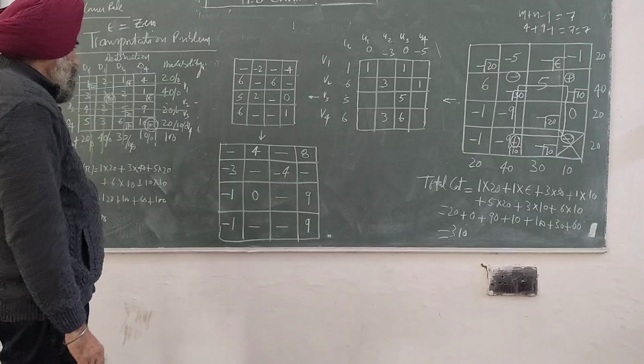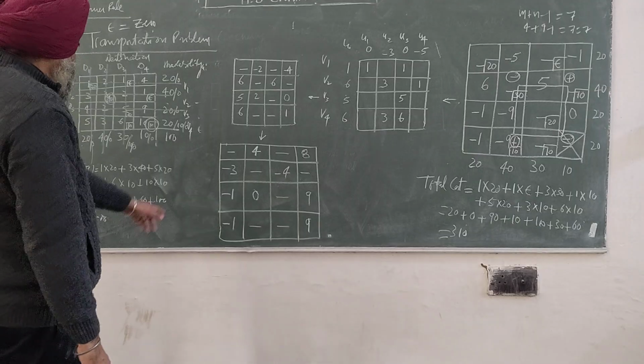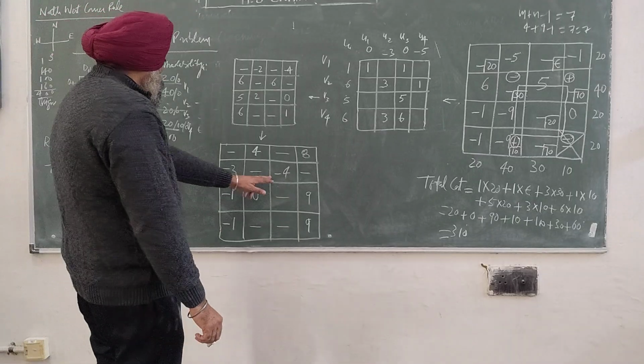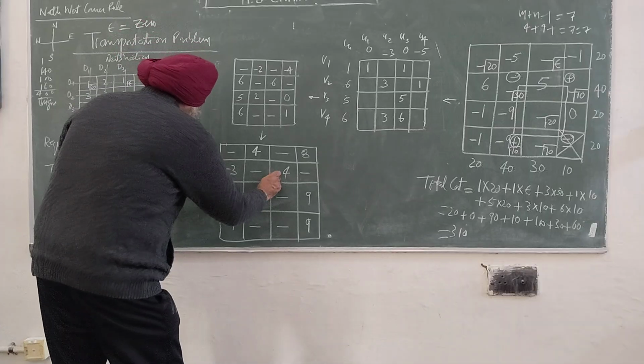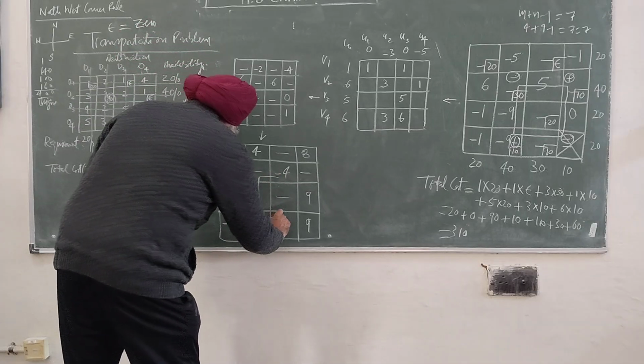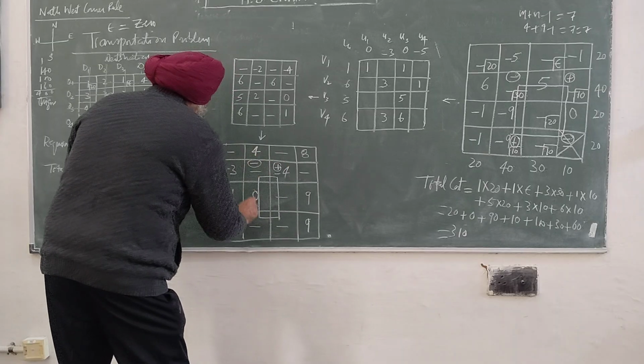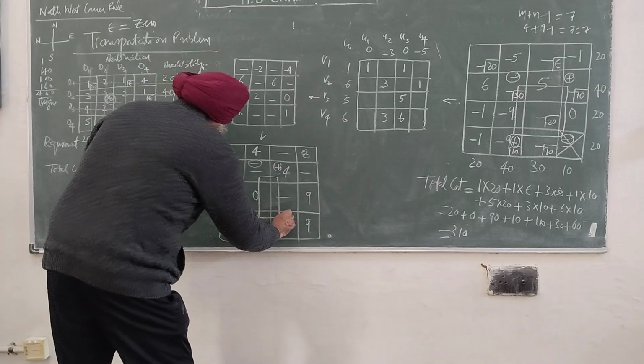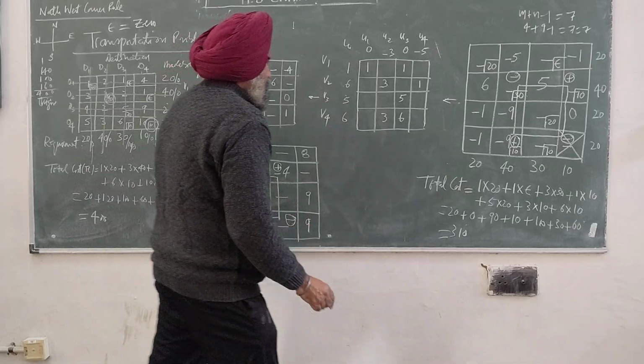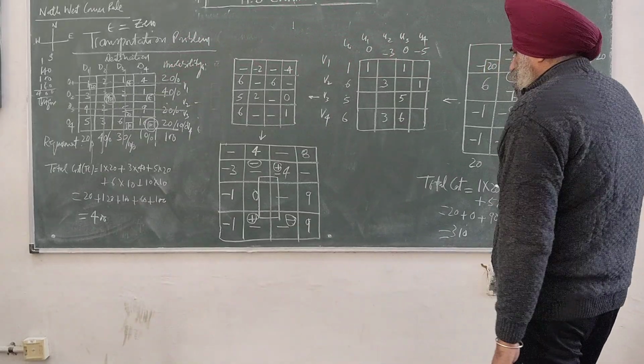So far we are not able to reach the optimal solution. Here, minus 4 is the most negative one. Now look at here. Again, there is no allocation here. This is plus. Here is the allocation. Plus, minus. And if I choose this minus, look at here.